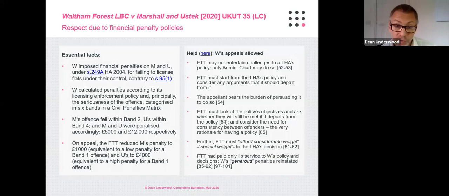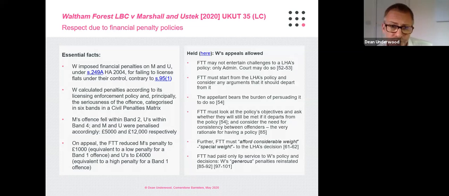Waltham Forest had calculated those penalties according to its own licensing enforcement policy, which it had adopted in accordance with statutory guidance. And that policy imposed a matrix approach to calculating penalties, which was essentially guided by the seriousness of the offence and the culpability of the offender, and categorised in 6 bands in a civil penalties matrix according to those factors. Well, Mr. Marshall's offence fell within Band 2, the lower end of the scale, and Mr. Ustek's within Band 4. And respectively, they were penalised £5,000 and £12,000 for their failure to licence offences.